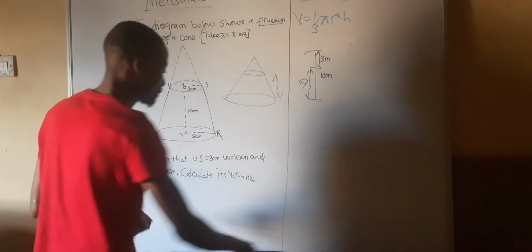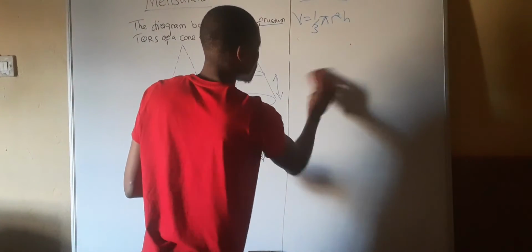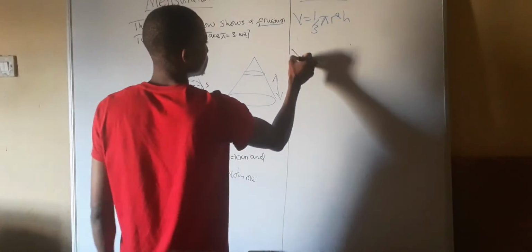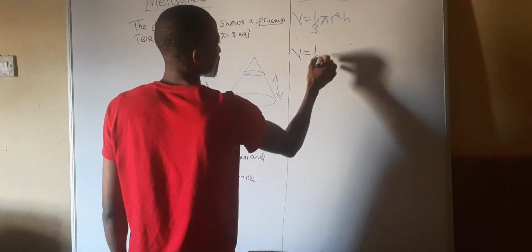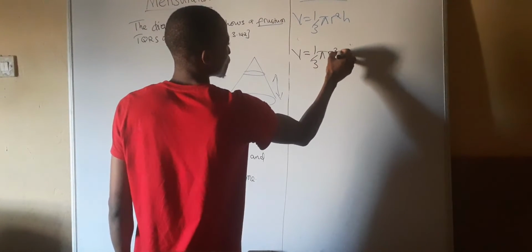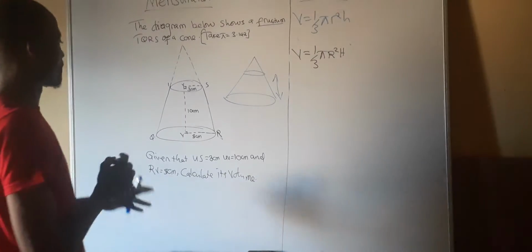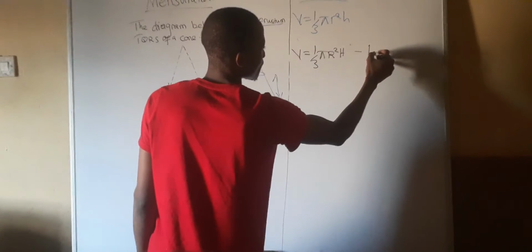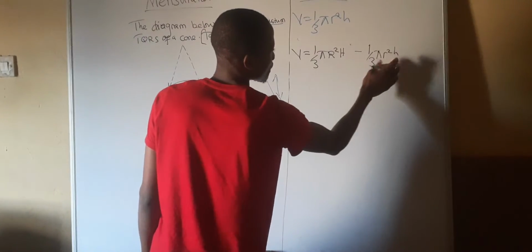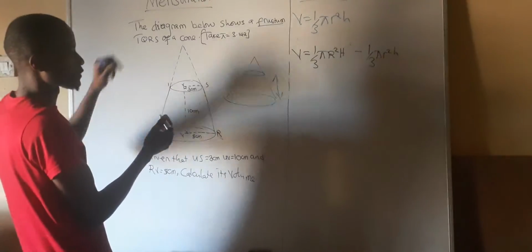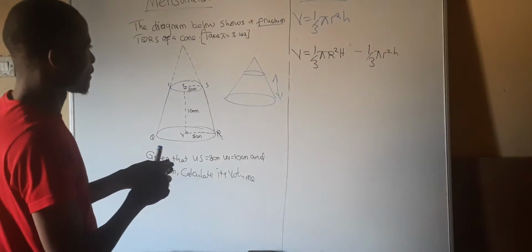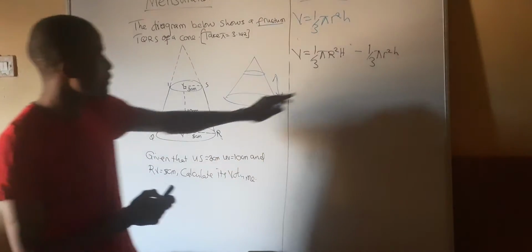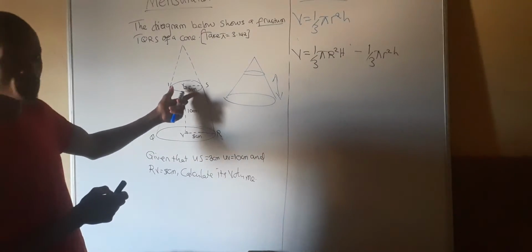Okay, so the formula will be volume is equal to 1/3 pi r squared h, with capital letters to represent the volume of the bigger cone, then minus 1/3 pi r squared h, the small letters for the smaller cone. Okay, so now if you check here, we have the radius of the bigger cone, which is 8 centimeters. We also have the radius of the smaller cone, which is 3 centimeters.